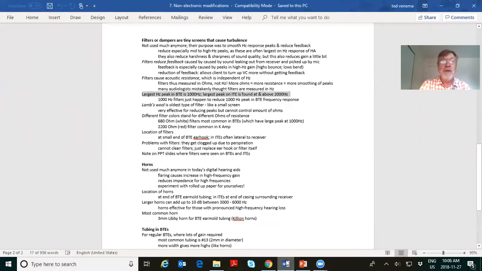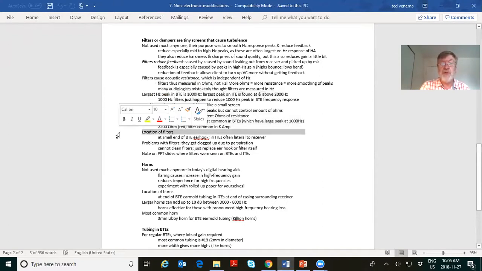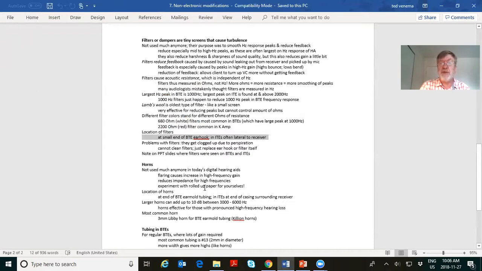Over to your notes. They used to use lamb's wool as an early type of filter. Then they got to screens. Anyway, you don't need to memorize this. This is not important anymore because it's no longer really used. Okay? Locations of filters: at the small end of the BTE ear hook. In ITEs, it was often just inside the receiver. ITE hearing aids, just inside the receiver. In the ear hearing aid, okay, just behind the speaker.